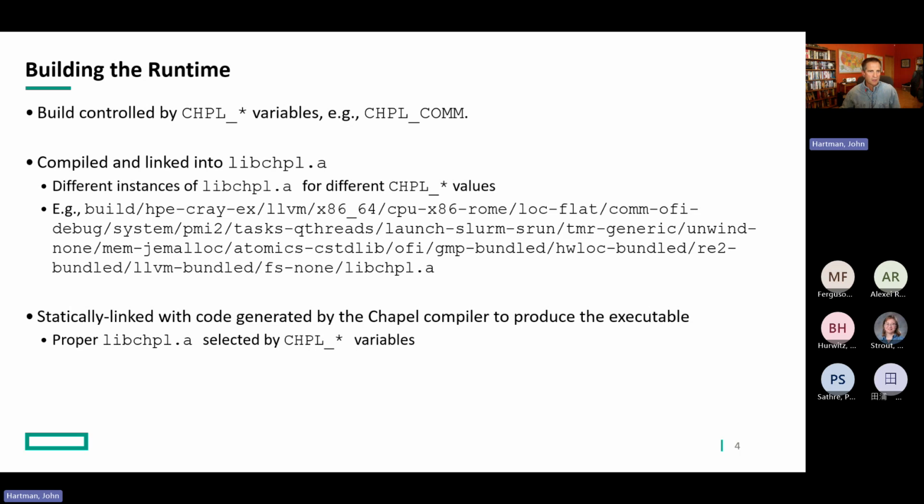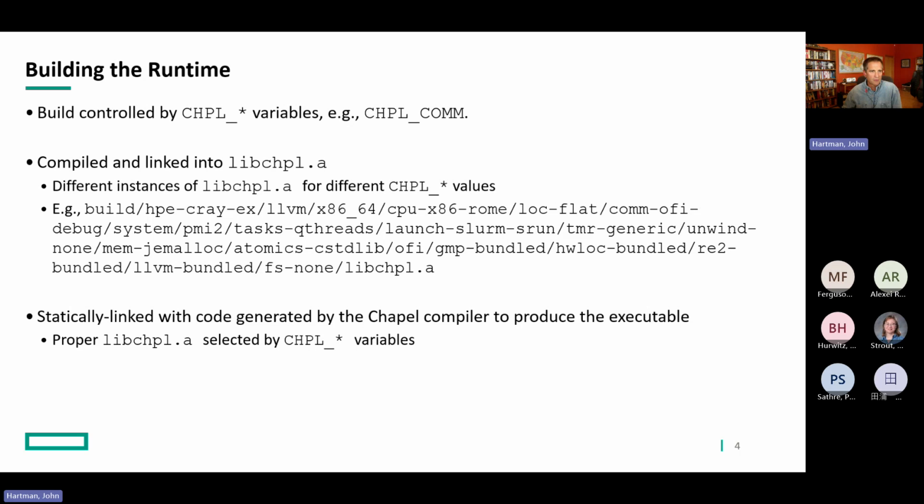So these really aren't used at runtime. They're used at the time that runtime is built and the time your program is compiled. And as I mentioned, we currently do static linking. So we'll statically link this library against the code that's generated by the Chapel compiler to produce the executable, such as the hello executable. And as I mentioned, the proper libchapel.a that you get linked against is selected by these chapel underscore variables. And feel free to go ahead and interrupt me at any time if you want.